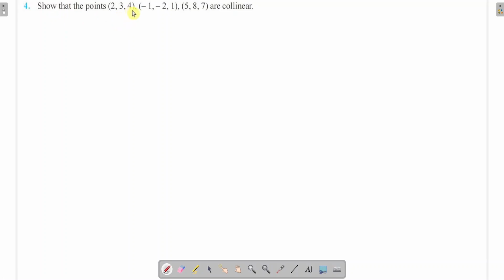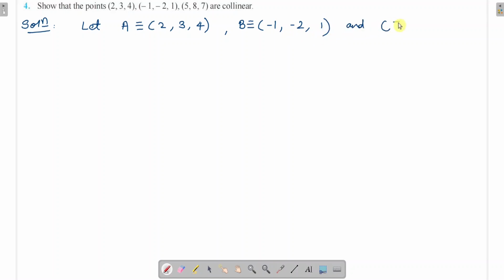Show that the points 2, 3, 4; minus 1, minus 2, 1; and 5, 8, 7 are collinear. Okay, so we have to show that these points lie on a line. So let us start the solution. We will first name these points. Let A correspond to the first point 2, 3, 4, B correspond to the second point minus 1, minus 2, 1, and C correspond to the third point, that is 5, 8, 7.